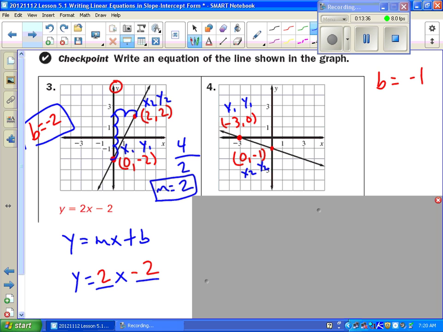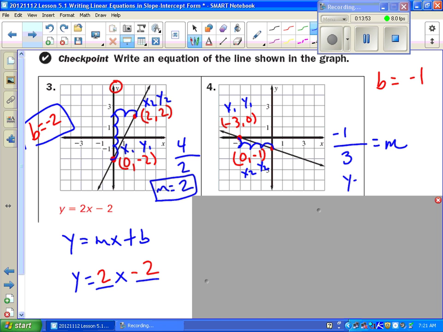So start at the leftmost one. You have to go down one time. So that's minus 1 since we went down. And we have to go to the right 1, 2, 3 times. So since we went to the right, it's positive 3. So your slope value is negative 1 over 3.